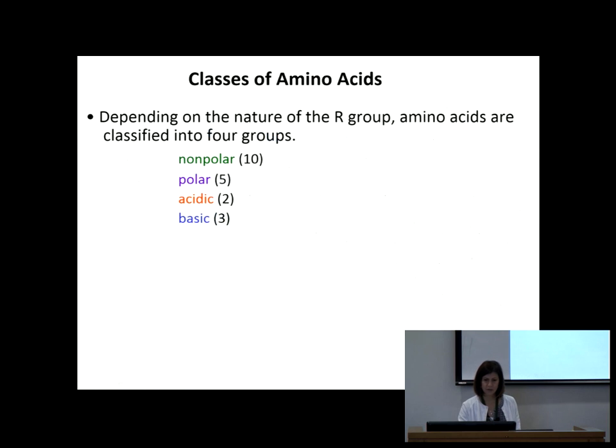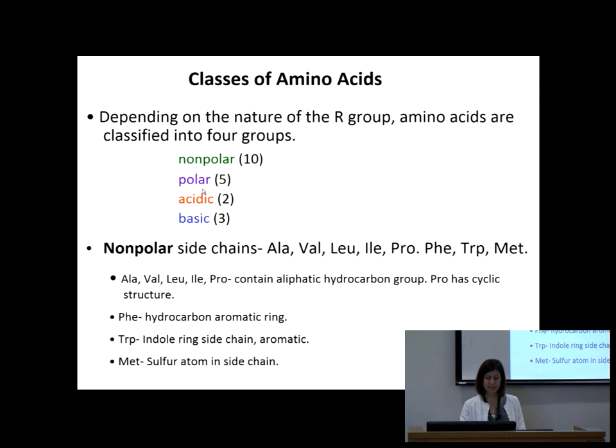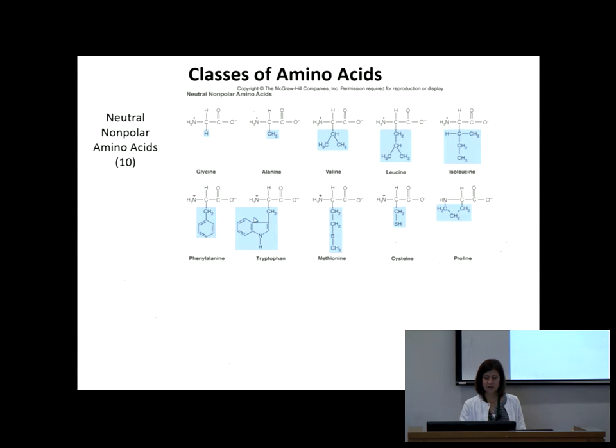Let's go back again. We have, review again, the classes of amino acids. They're nonpolar, polar, acidic, and basic. Remember we said if we only see carbons, hydrogens, or a buried sulfur or buried nitrogen, or a nitrogen that won't accept a proton, then those are going to be your nonpolar ones. So again, if you just see carbons and hydrogens, you're going to say nonpolar.